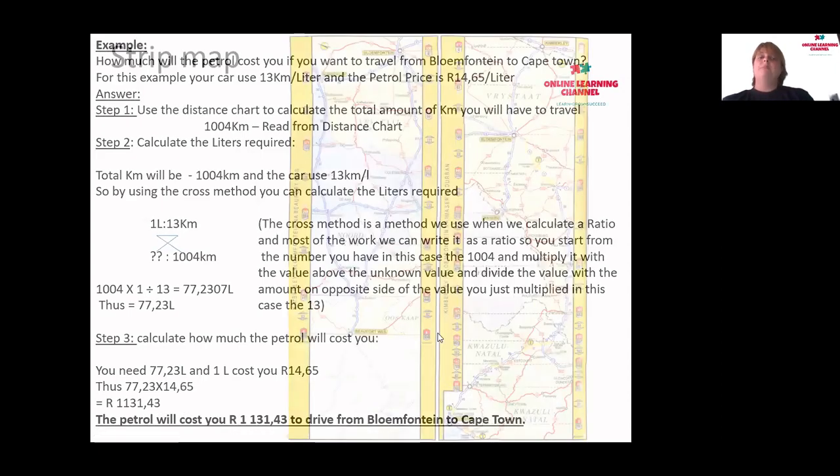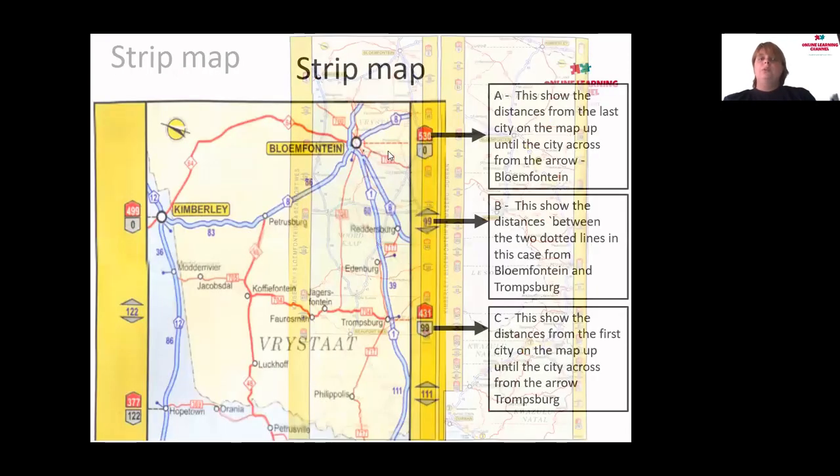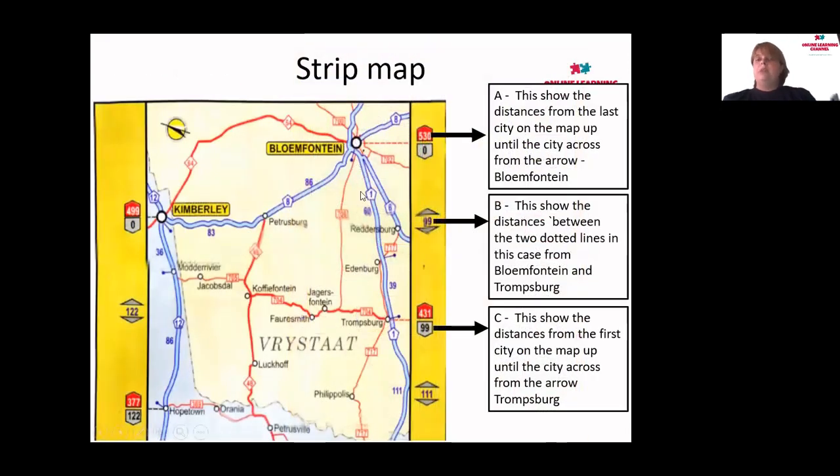And the next map that we're going to do is a strip map. A strip map is basically the national road map in a smaller piece with more roads, so you can see easily which roads to take. Why would we want to use a strip map? It's especially to plan your route and to see which road you're going to take.